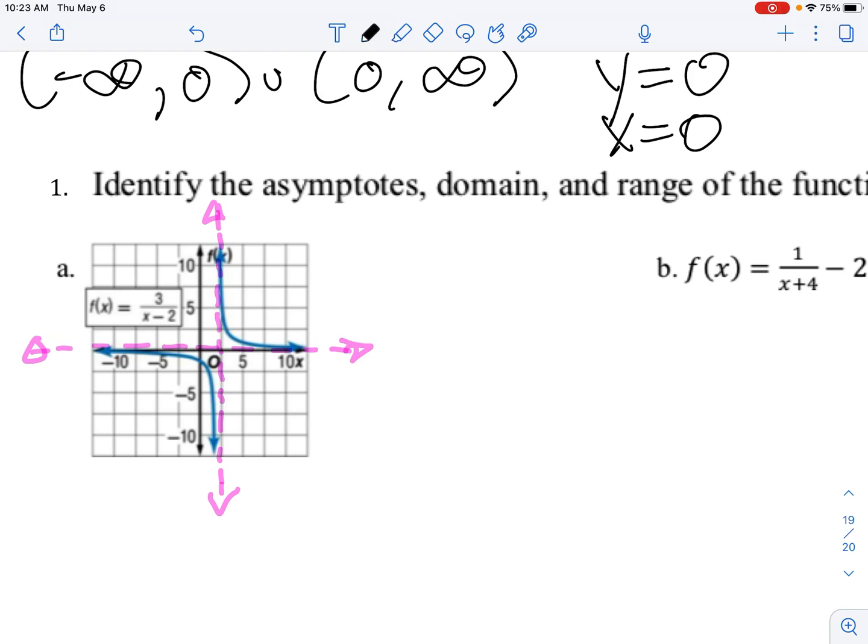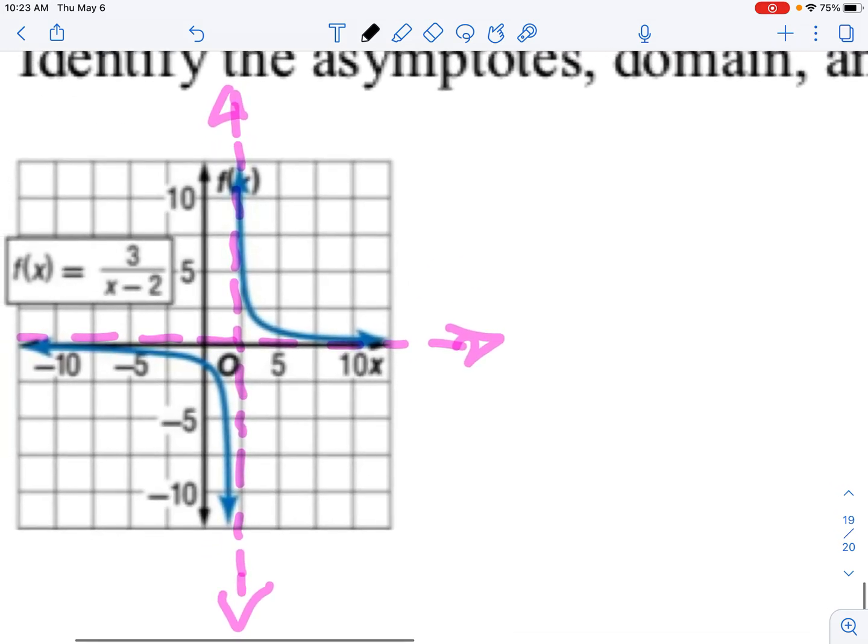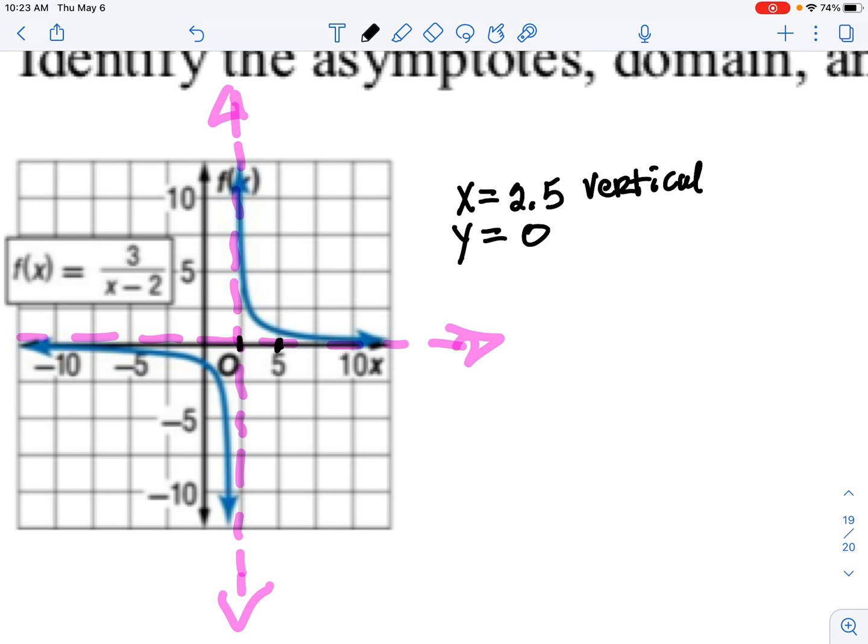So the first one is, okay, no, let's look at our graph here, right? Because according to those boxes, this is 5, right? That means this is 2.5. So x equals 2.5 is one asymptote, and then y equals 0 is the other one. Okay, so this one is the vertical, and this one is the horizontal.